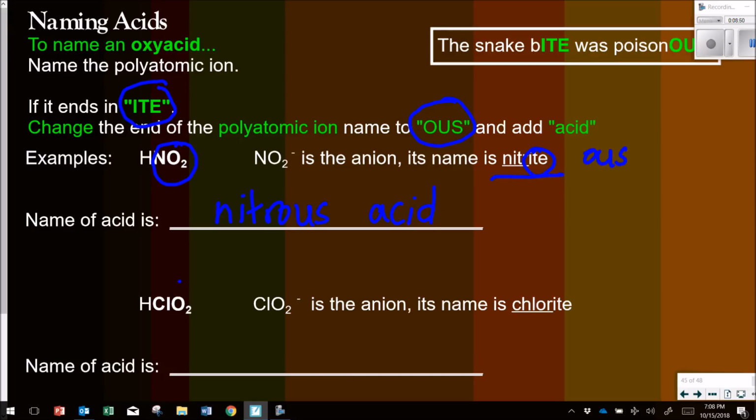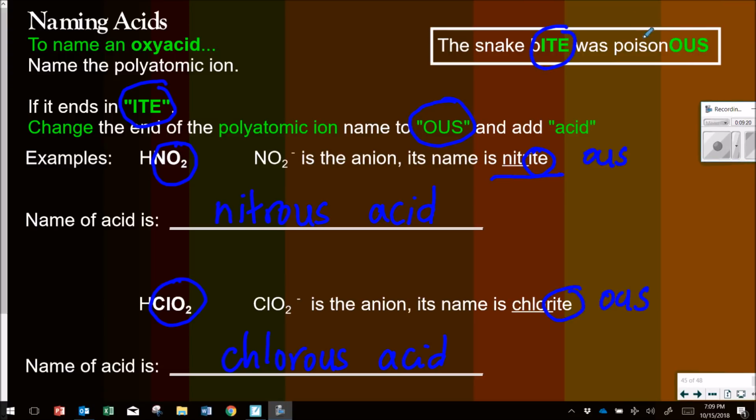HClO2, I find the polyatomic ion. ClO2 is chlorite, so I'm going to change that ending to ous. And this time I'm going to have chlorous acid. You have to write the word acid at the end of all these names. A useful acronym this time is: the snake's bite was poisonous.